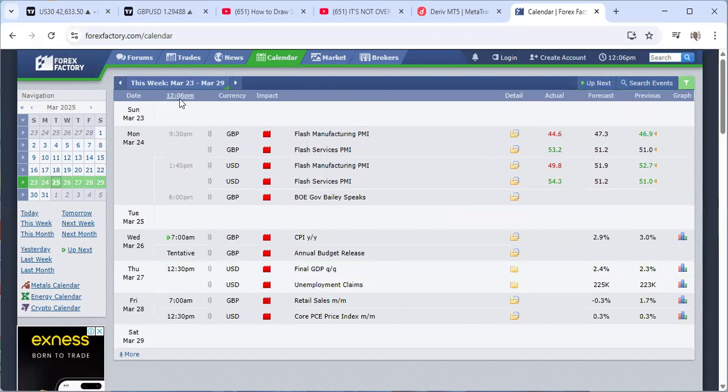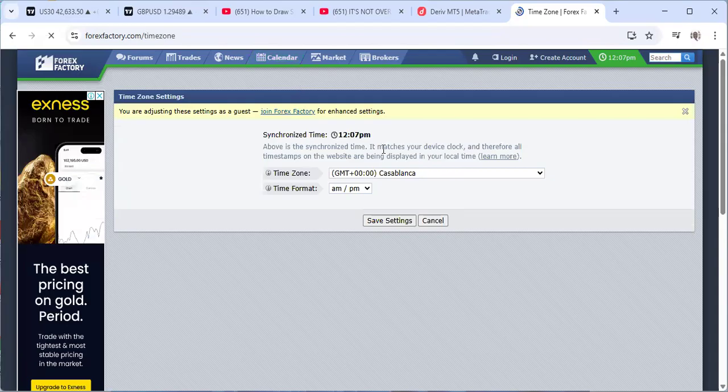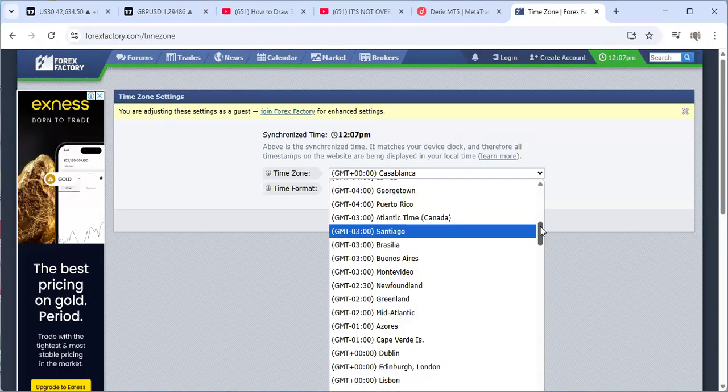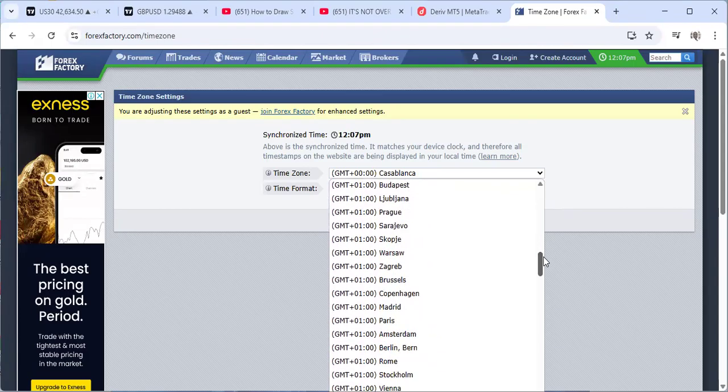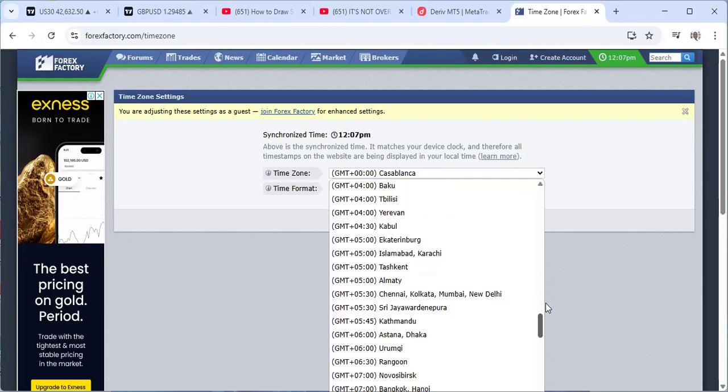How do you use this with the time zone? If you look at this clock here and click on it, it will show you the time. Like me now, I'm in Nigeria. This is 12 o'clock, so I'm going to change this to Nigerian time. I'll come here and look for West Africa, West Central Africa. I want to match my own time.